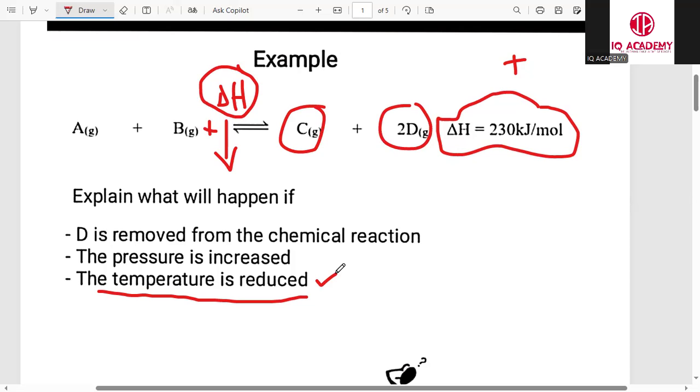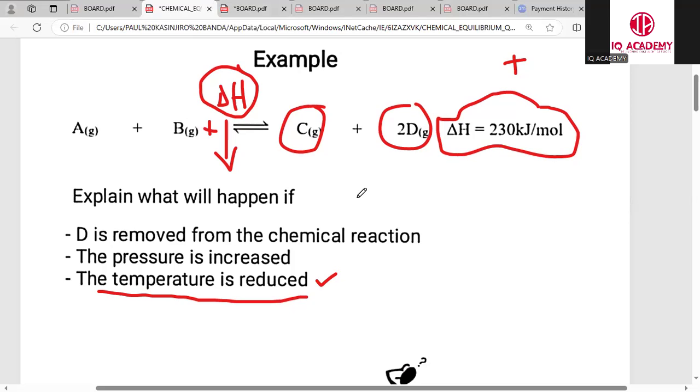Why? Because the temperature has been reduced and we are dealing with an endothermic reaction. Okay, so it's the same as you've removed some reactant. So meaning the products now will start reacting more to produce those reactants that have been reduced. Okay, so any questions there, guys? Okay, no question. I'll go to the next question.